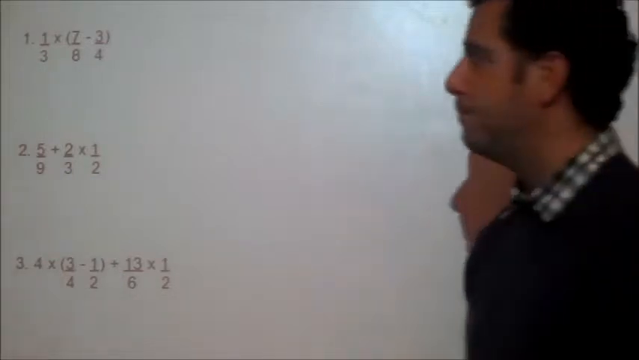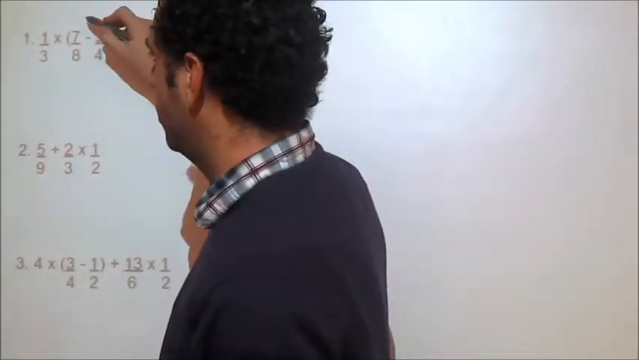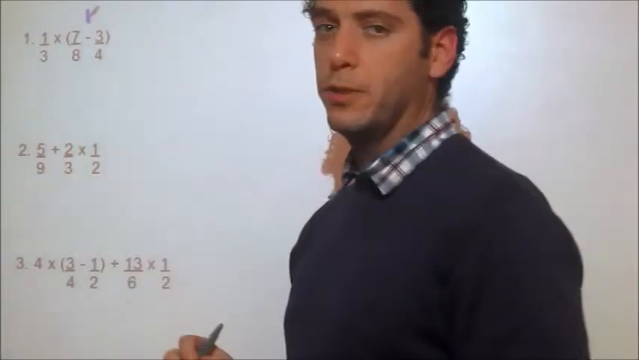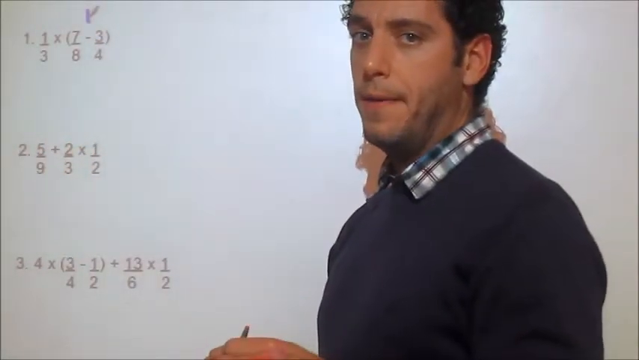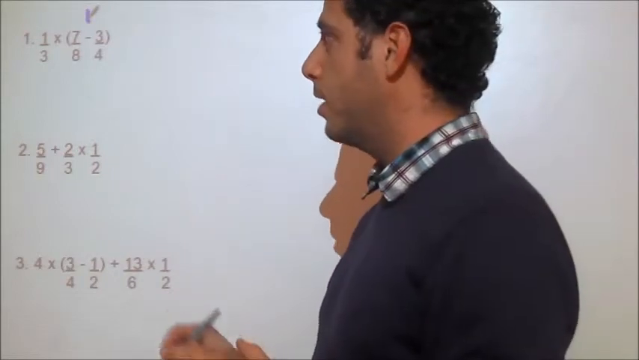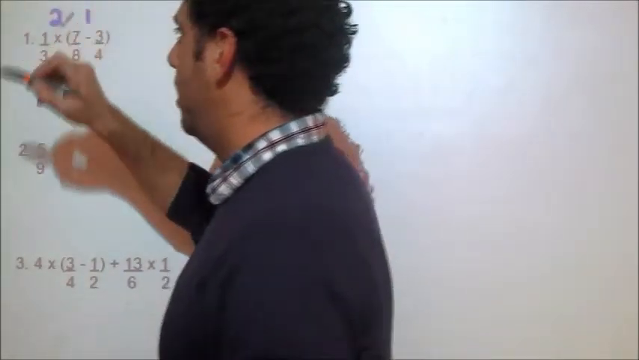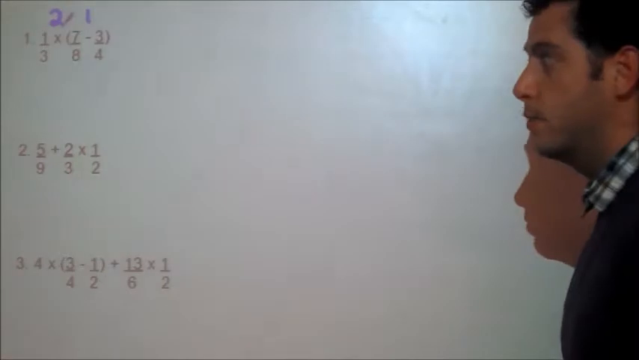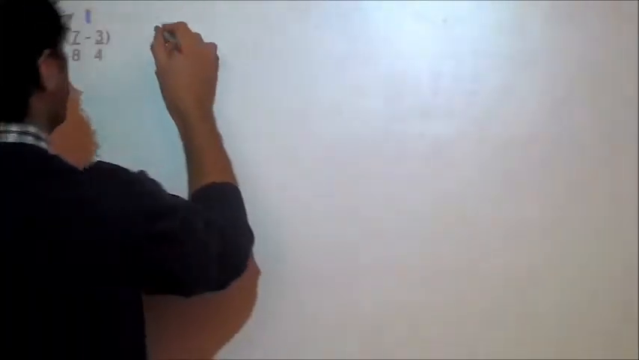Let's try a few examples. 1/3 times (7/8 minus 3/4). The subtraction inside the brackets is going to come first. B for BEDMAS is brackets, so any operations in brackets come first, and the multiplication is going to be second. So now you can actually do each of these steps.